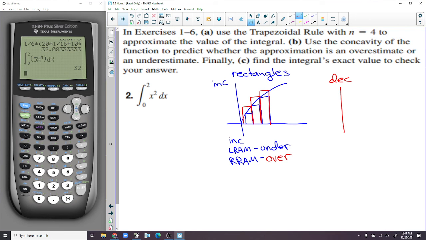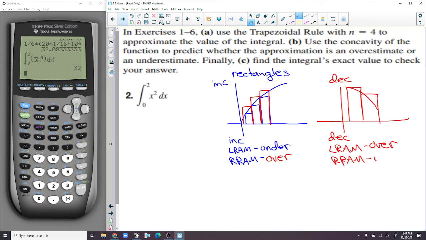Decreasing is going to be opposite. It doesn't matter whether it's concave down or concave up, your left side will be an overestimate. So now LRAM on a decreasing will be over, and RRAM will be an under. Notice we don't talk about midpoint. That's so close. There's a little bit over, a little bit under. They don't ask you about that. This is very clear. MRAM is not.